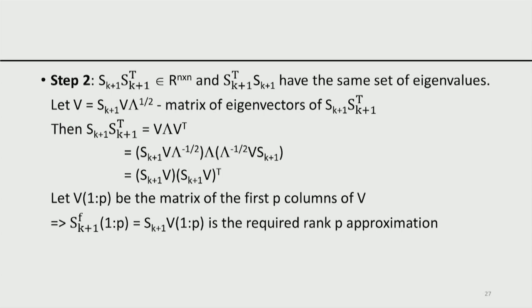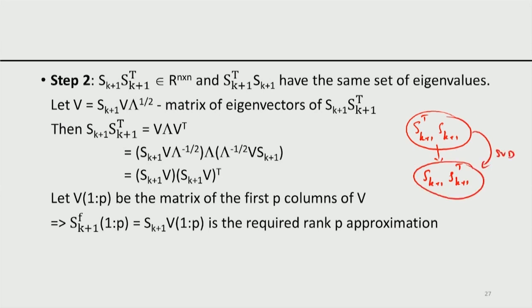I have already known the eigenvalue decomposition of S_{k+1} transpose S_{k+1}. So I am now going to talk about S_{k+1} times S_{k+1} transpose from here to here using the standard rule of SVD. So these two matrices by theory have the same set of non-zero eigenvalues. I can define a matrix like this, a matrix of eigenvectors of that. If I multiply these two, I get this. From there, you can readily verify that.